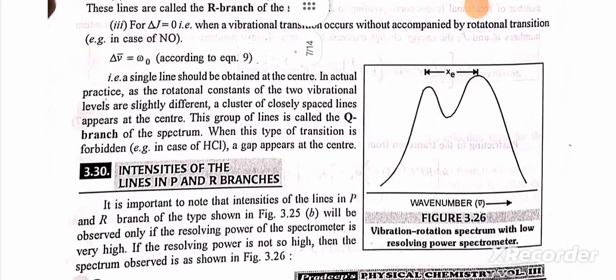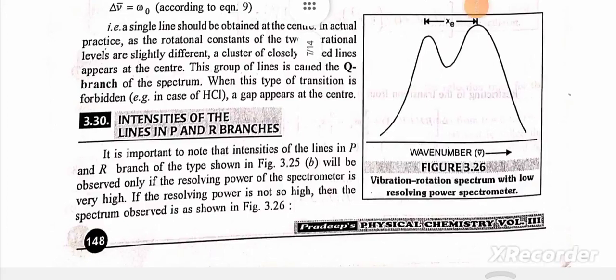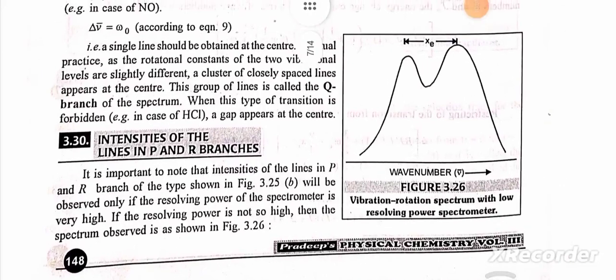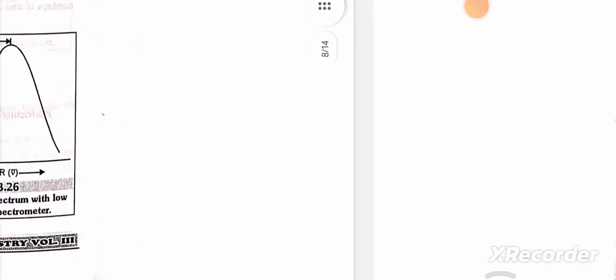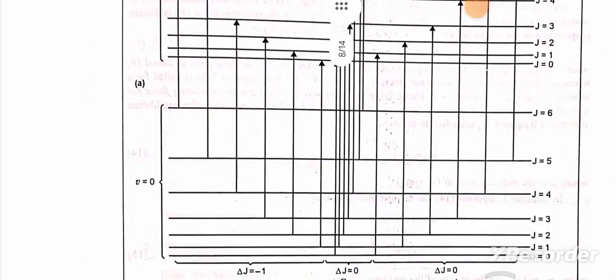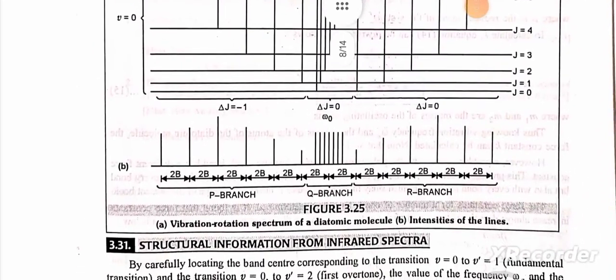In actual practice, as the rotational constants of the two vibrational levels are different, a cluster of closely spaced lines appear at the center, and this group of lines is called the Q branch of the spectrum. Intensities of lines: it is important to note that intensities in the P and R branches of the type shown in this figure will be observed only if the resolving power is very high. If it is not high, then the spectrum observed is as shown in figure 3.26. This is the spectrum, and the PQR branches are shown here.